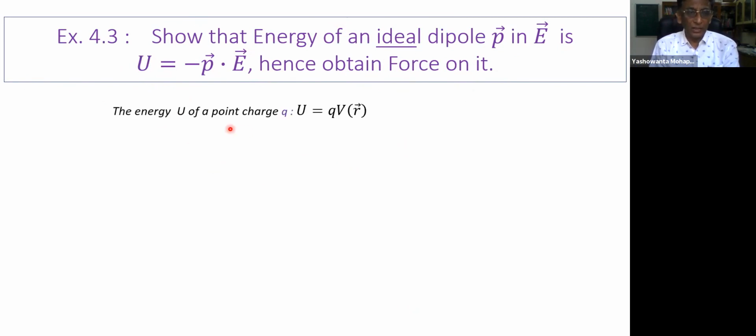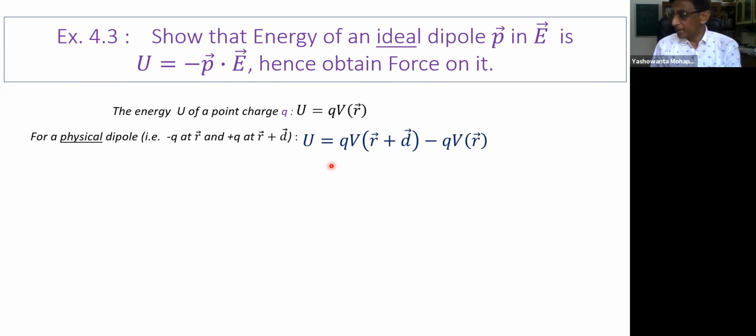So let's calculate the energy. It's very simple. U should be Q V at whichever point it is, at R. Okay, so for a physical dipole it is minus Q at R and plus Q at R prime. Okay, and hence I can calculate, over the distance D, for example, QV(R plus D) minus QV(R), the potential difference. And this is nothing but minus the integral of E dot dl from R to R plus D, times Q, right? Straightforward, okay. But this is for a physical dipole.